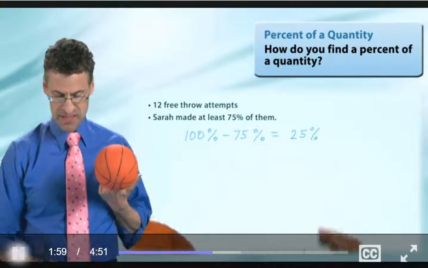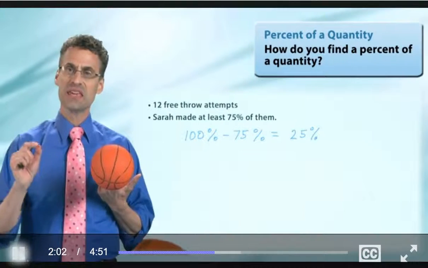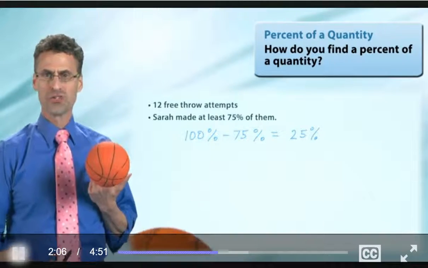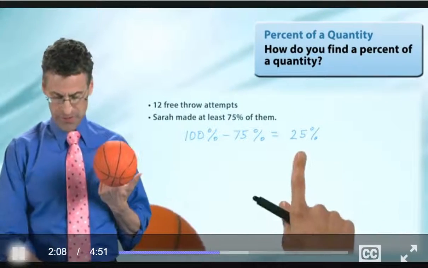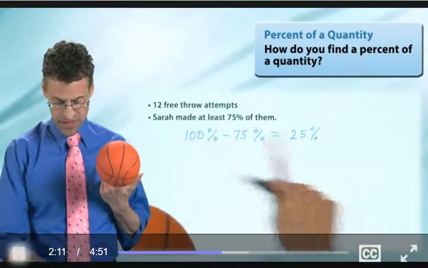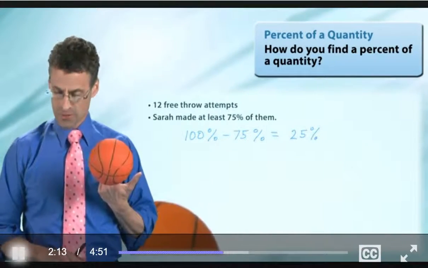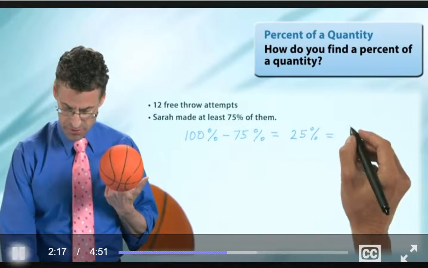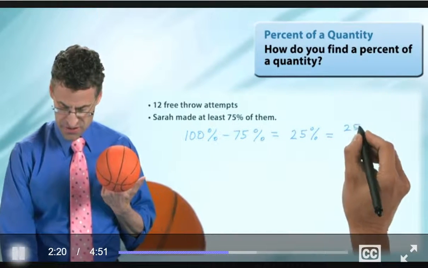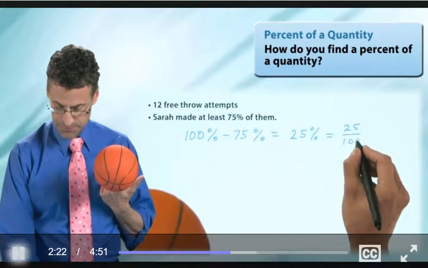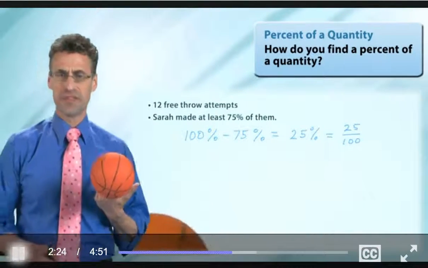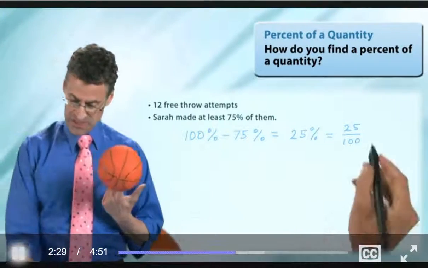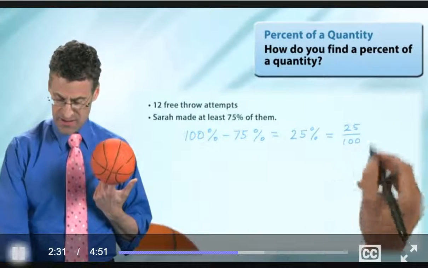So 25% is the greatest percentage of throws that she could have missed. So all we have to figure out is what is 25% of the 12 throws. Well, so one way to do this is to first of all write this as a ratio, which we know percentages are just ratios over 100. And then let's see if we can actually simplify this. Wow, I almost lost it, but I still got it. Let's see if we can now simplify this a little bit by making just the number smaller.